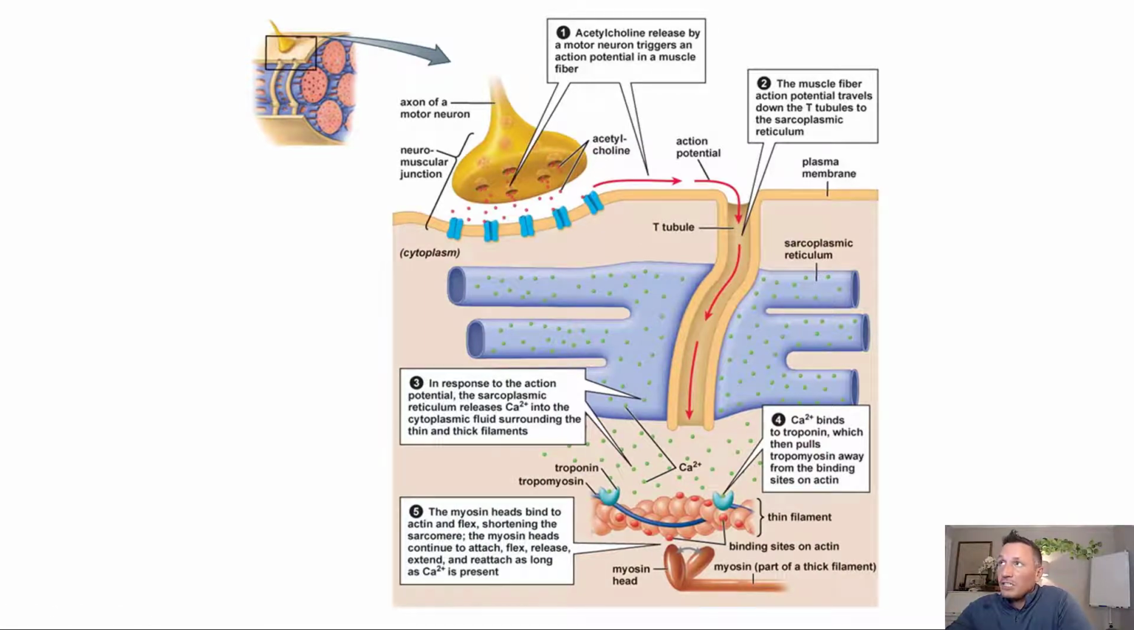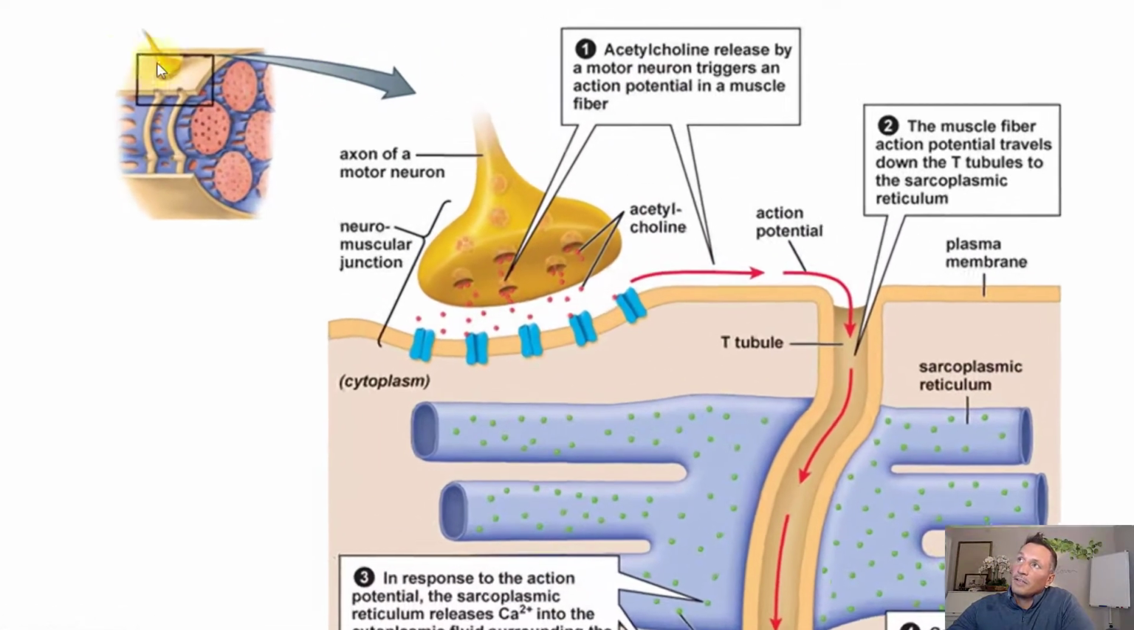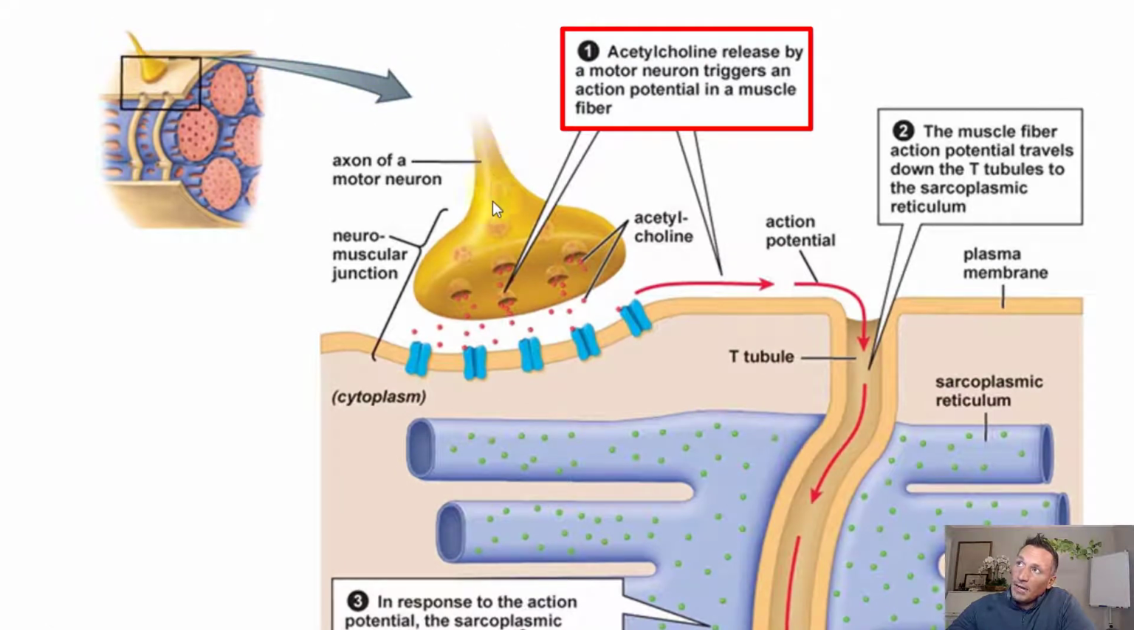It goes each step. There's the 5-step process. It's the action potential coming down the line, down the neuron. This is the motor neuron. It's hitting the synaptic gap, or the neuromuscular junction in this case. It's releasing acetylcholine, the neurotransmitter.